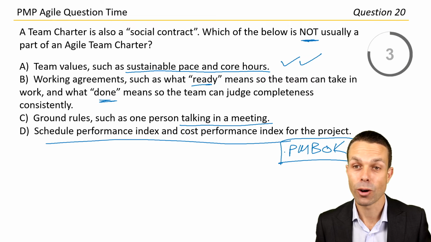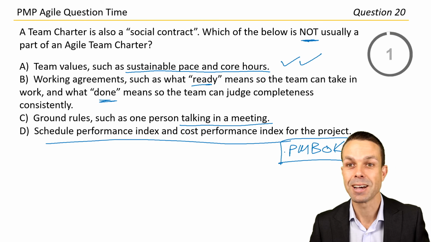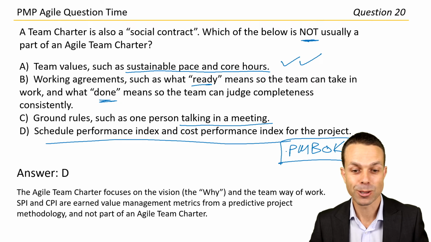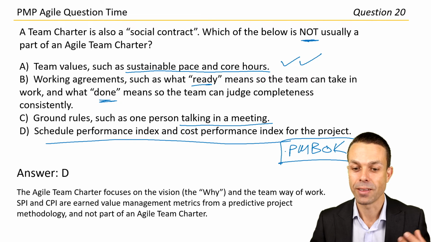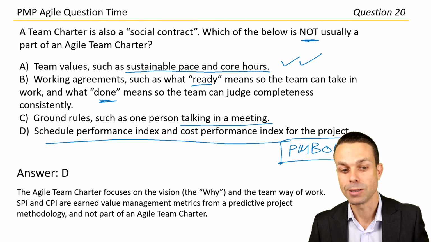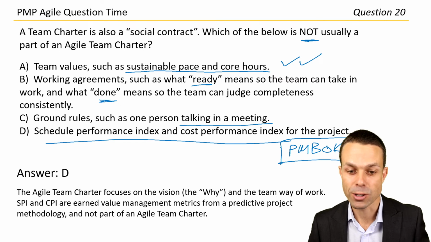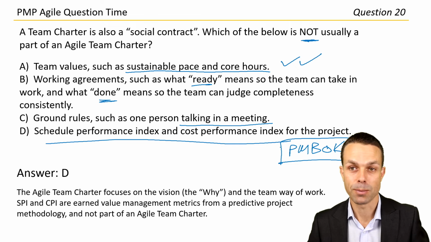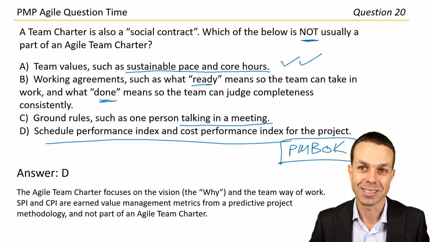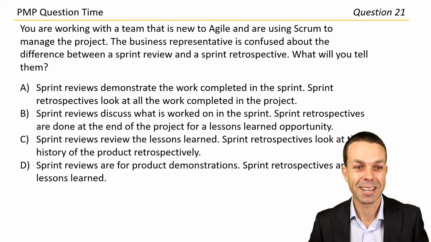So I think not for a team charter is answer D. Answer D. The Agile Team Charter focuses on the vision, the why, and the team's way of work. The SPI and CPI, Cost Performance Index, are earned value management metrics from a predictive project methodology, so your waterfall approach, and they're not part of your traditional Agile Team Charter. Let's get into the next question.